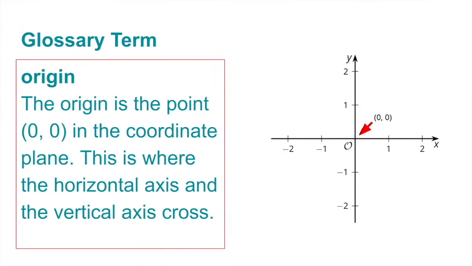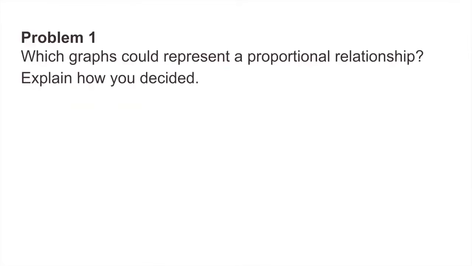7th grade Illustrative Math, Unit 2, Lesson 10, Introducing Graphs of Proportional Relationships. Glossary term, origin. The origin is the point 0, 0 in the coordinate plane. This is where the horizontal axis and the vertical axis cross. Number 1. Which graphs could represent a proportional relationship? Explain how you decided.